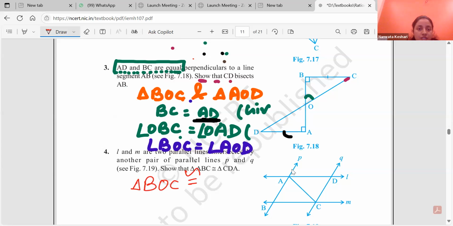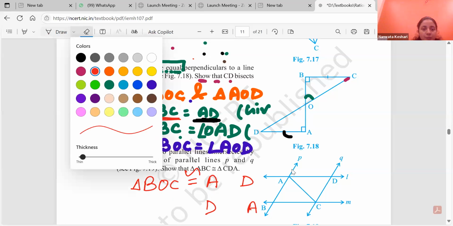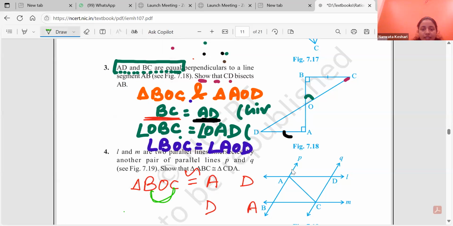So here the first data says that BC and AD are same. So here I will write A and D like this, or maybe A and D like this. Okay, so that BC over here and AD over here will match, or maybe BC over here and DA over here will match, because DA and AD is the same thing, right? Yes, ma'am. Okay, so these are the two possibilities coming in our mind.